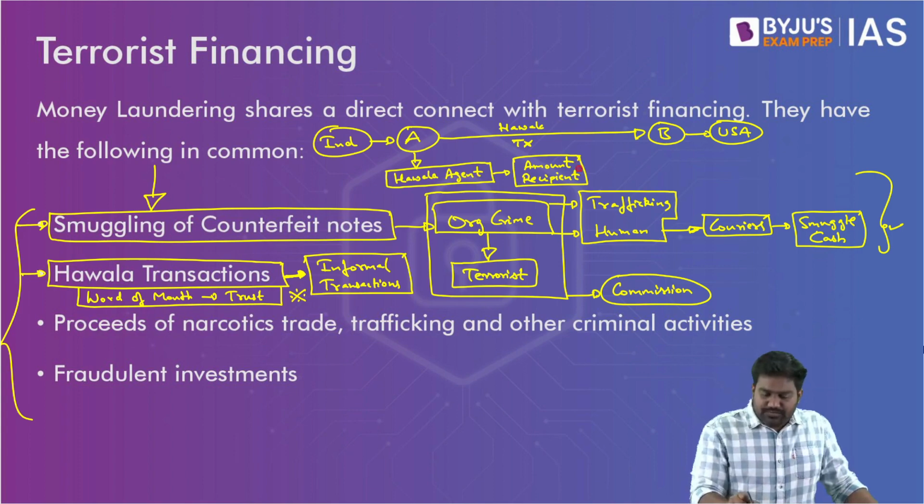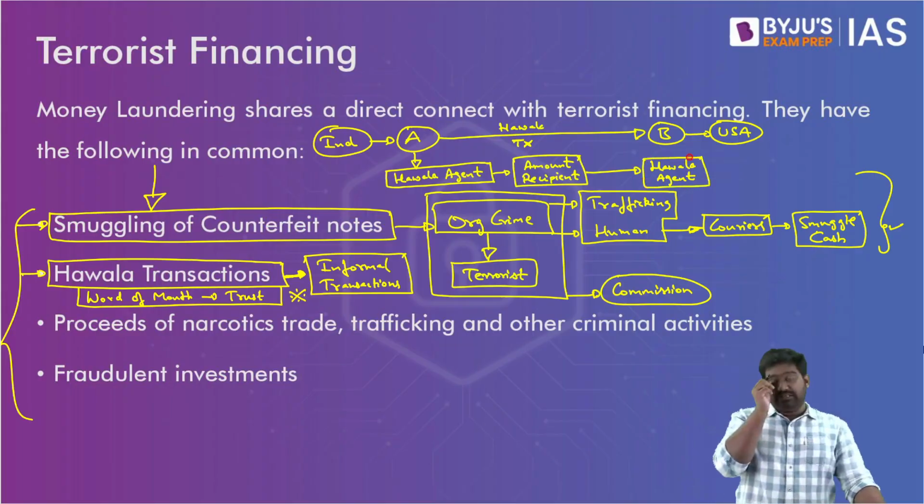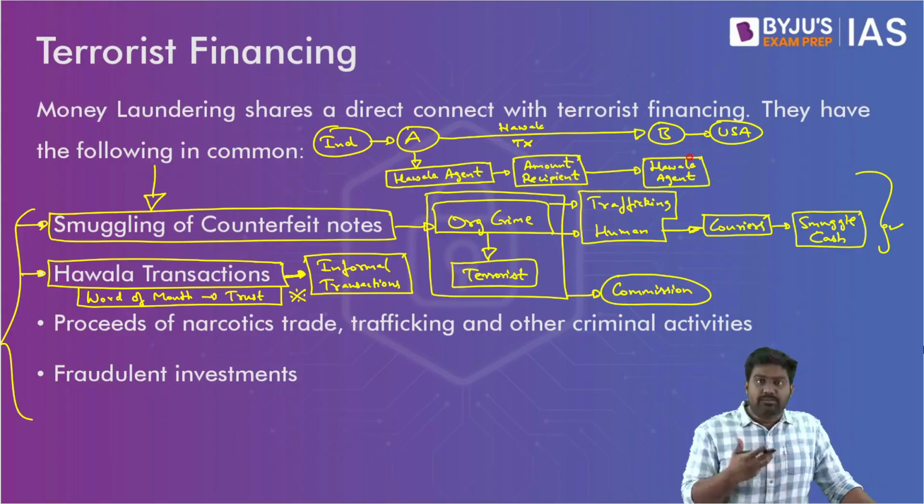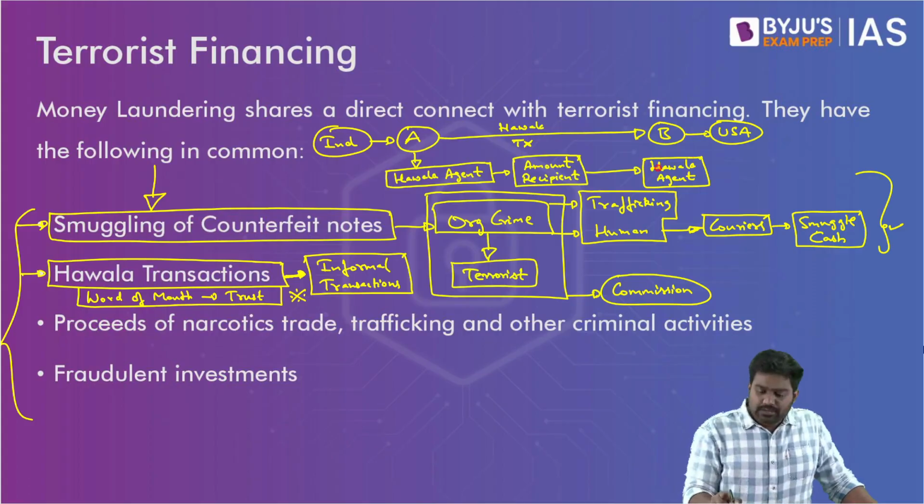Now, this money will never leave India. It will never cross India's borders. It will remain as it is. The Hawala agent in India will contact his counterpart. It's a global network. There will be these Hawala agents around the world. It's a trust-based network. It's again a criminal network. It's a criminal activity. He will contact his counterpart in the US.